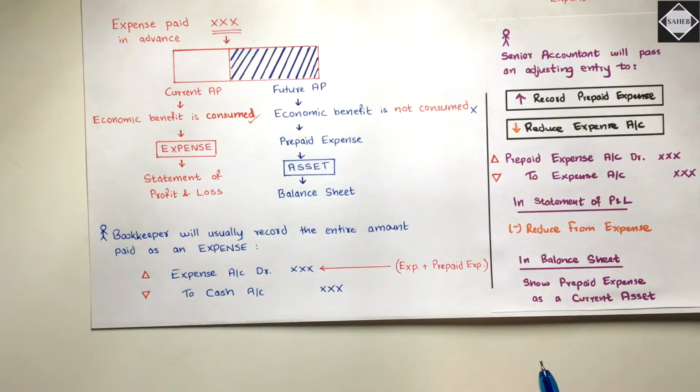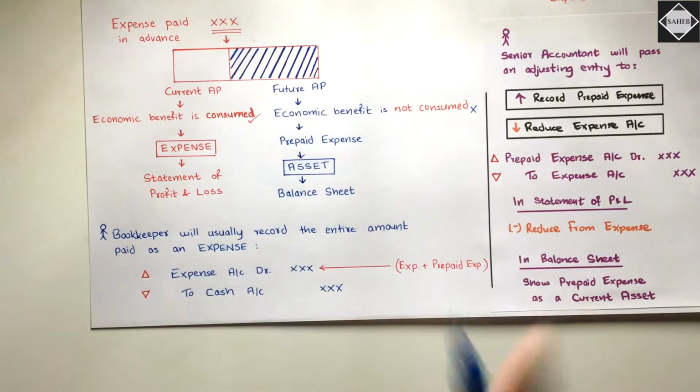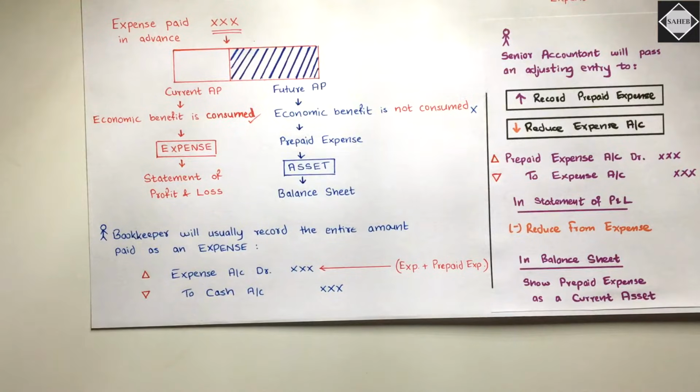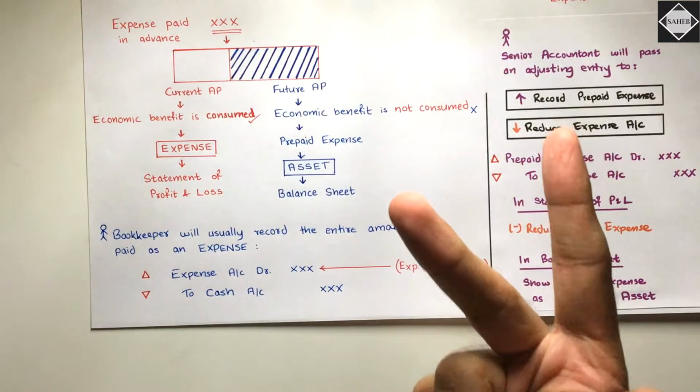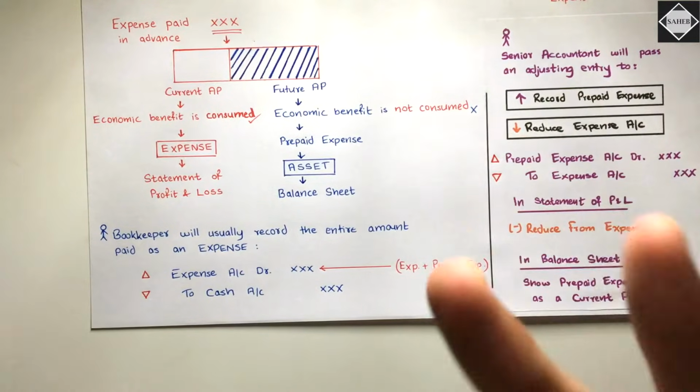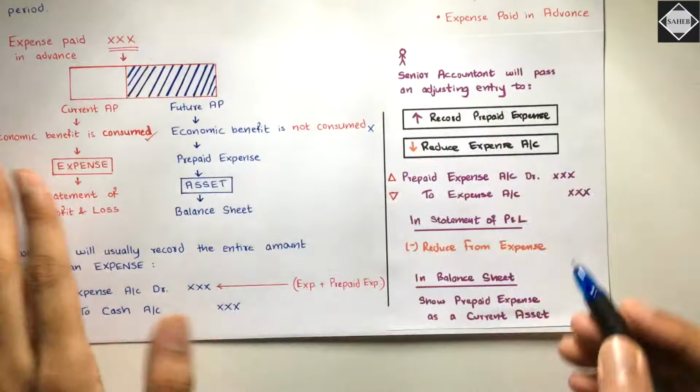He will see, oh, I know the rent agreement. He will take out the rent agreement and see, okay, this is not 1 month rent. This is not the rent of 1 accounting period. This is the rent of 3 accounting periods. So what will he do? He will reduce the expense account by 2 months rent, and that 2 months rent he will record as an asset. What should happen? Okay, see here.